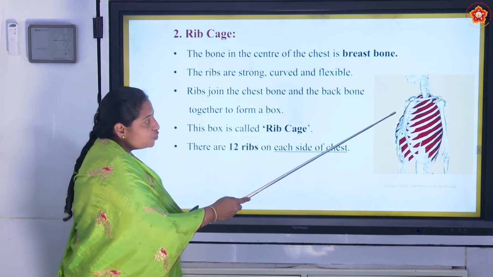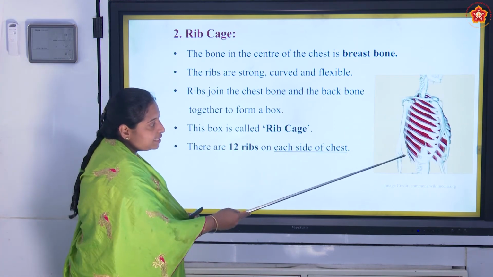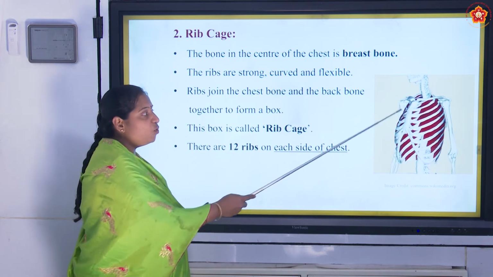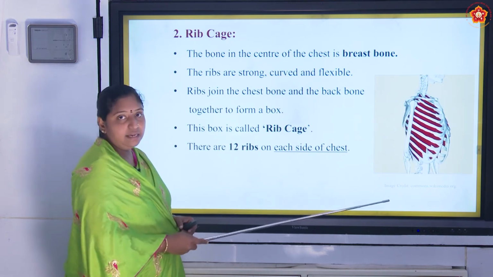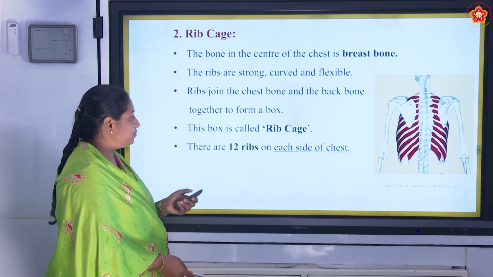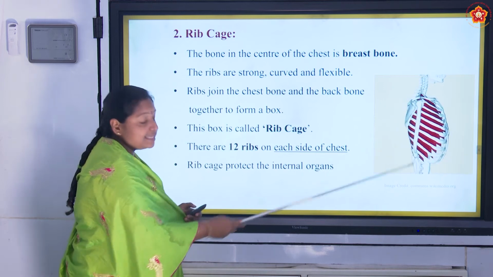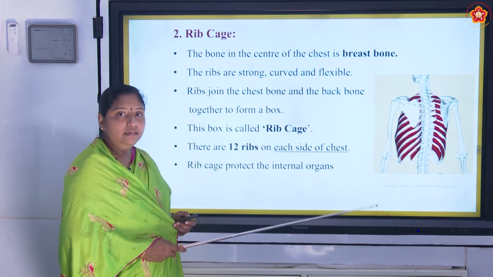There are 12 ribs on each side of the chest. So, totally 24 ribs will be there in our rib cage. The rib cage protects internal organs like the heart and lungs.